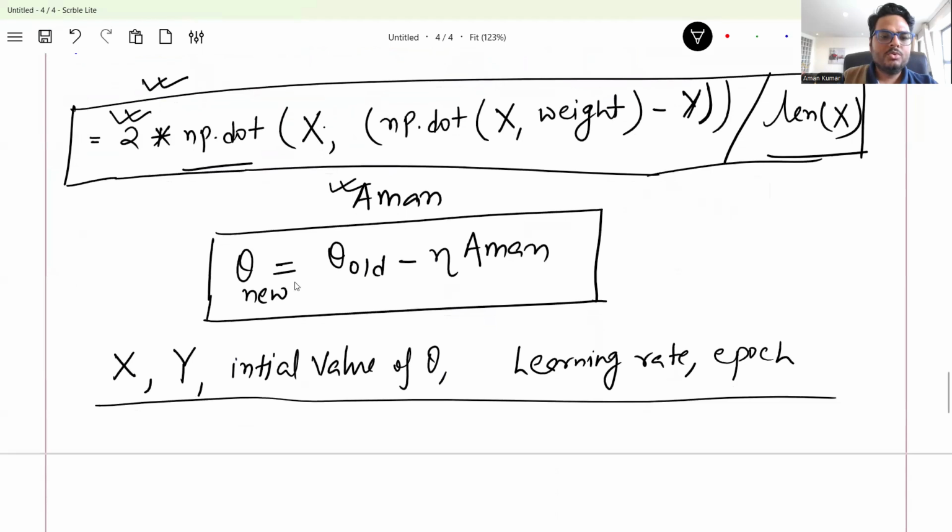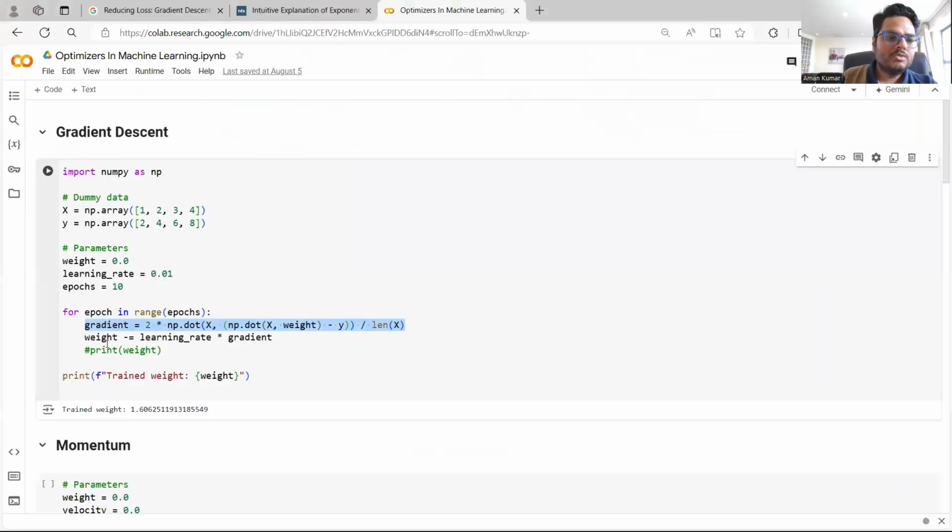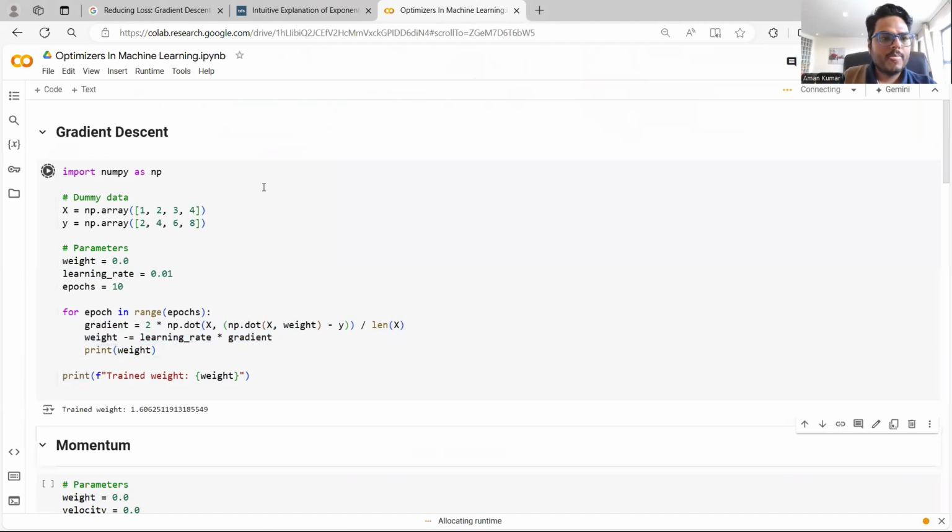So the next thing I have to do is theta new equals theta old minus eta times the gradient. That's what I'm doing. Theta new minus equals means it will take that value: theta old minus learning rate into gradient. Same thing, okay? I will print weight and I am running 10 epochs. Let's run this.